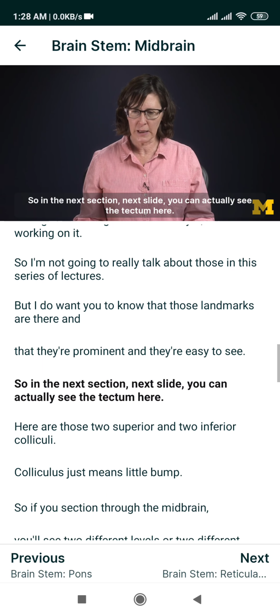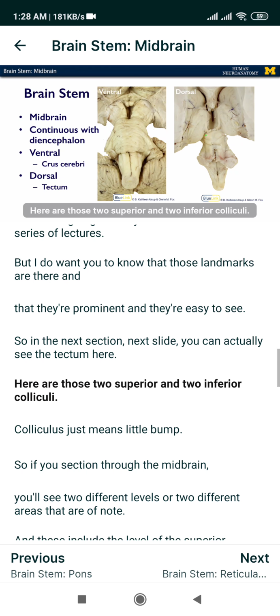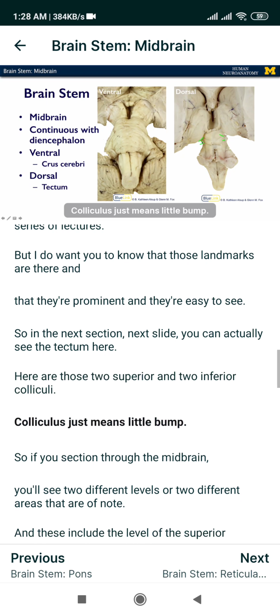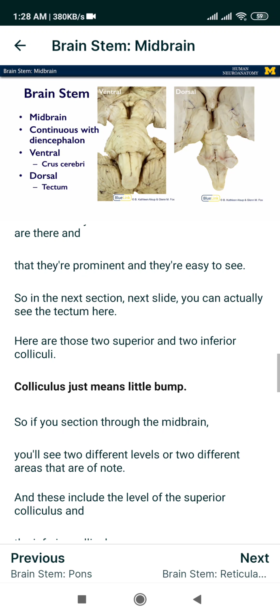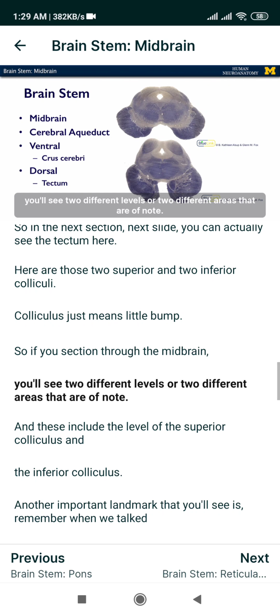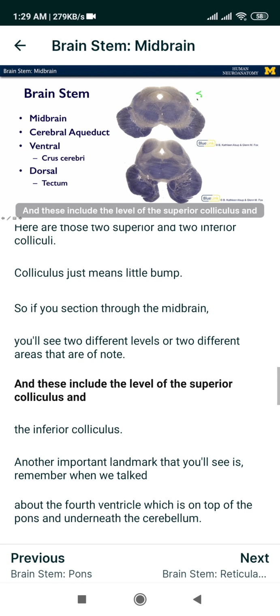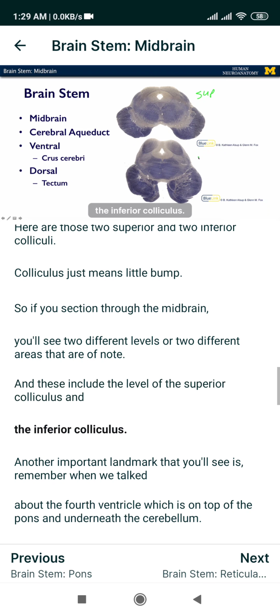So in the next slide, you can actually see the tectum here. Here are those 2 superior and 2 inferior colliculi. Colliculus just means little bump. So if you section through the midbrain, you'll see 2 different levels, or 2 different areas that are of note, and these include the level of the superior colliculus and the inferior colliculus.